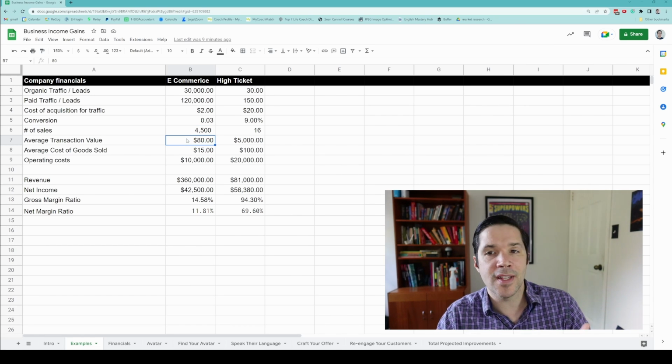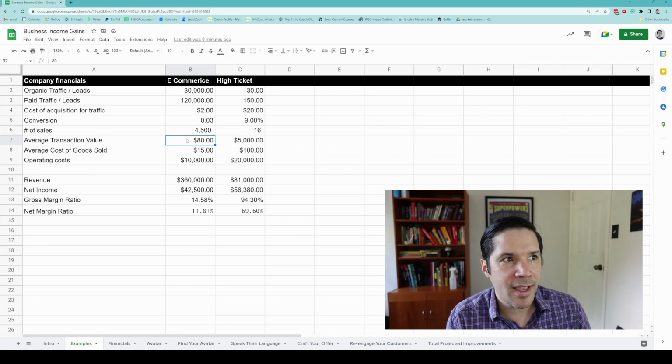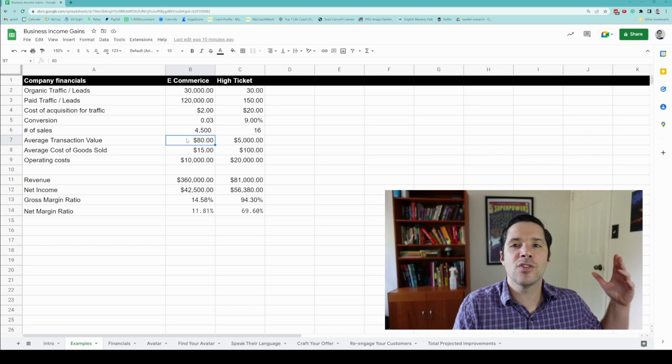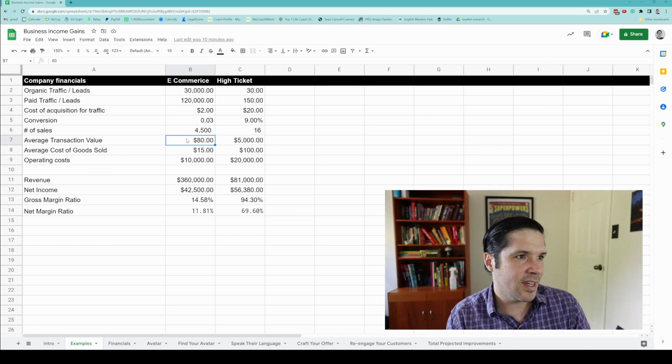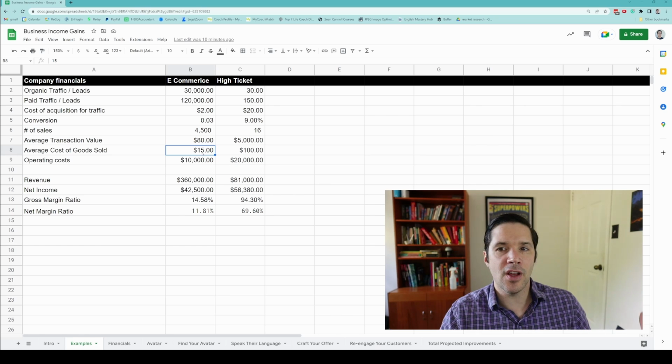So the average transaction value is how much people buy. In an e-commerce example, like direct consumer keto cereal or something, maybe people buy in bulk, they buy enough cereal for a month or a couple months, and on average it's $80. The average cost of goods sold is $15 in this case.